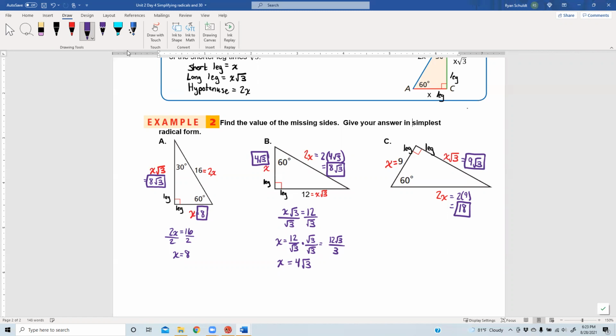Okay, so that's our notes for today. We looked at simplifying radicals again, and then the 30, 60, 90 special right triangles. So stay tuned for the guided practice.